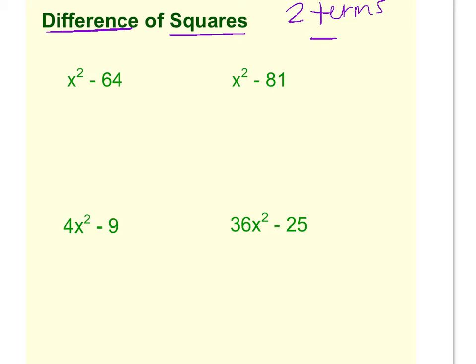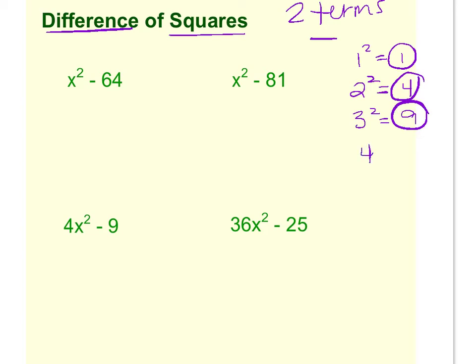Now a perfect square is, let's see, 1 squared equals 1. So 1 is a perfect square number. 2 squared is 4. So 4 is a perfect square number. 3 squared is 9. So 9 is a perfect square number. We can create a list of our perfect square numbers: 1, 4, 9, 16, 25, 36, 49, 64, and this list goes on and on. These are also numbers that you can take a square root of evenly. That's another way to think about it.